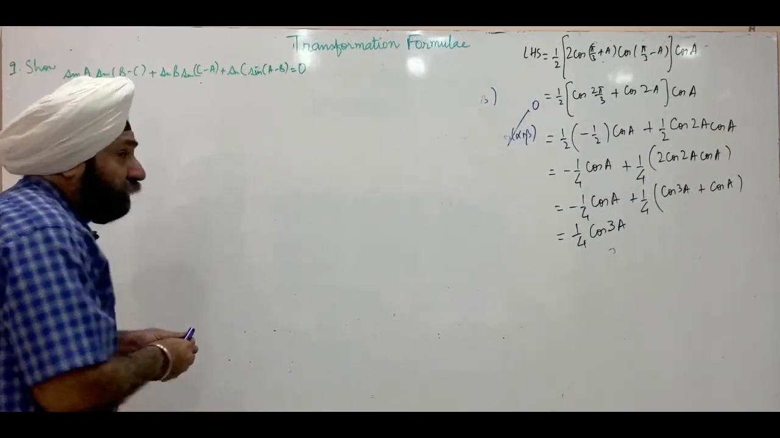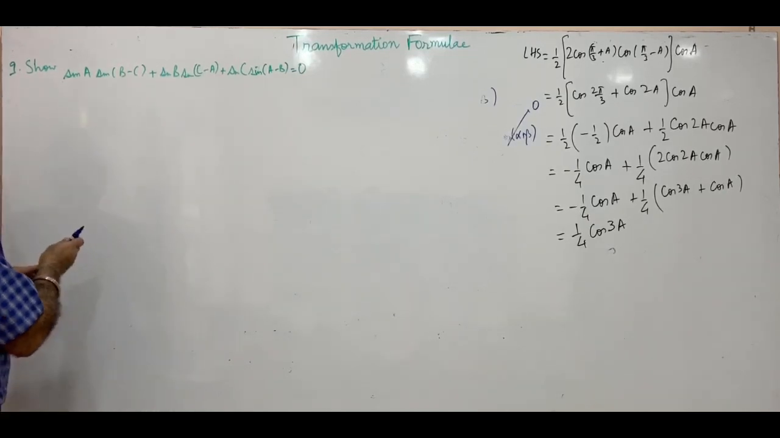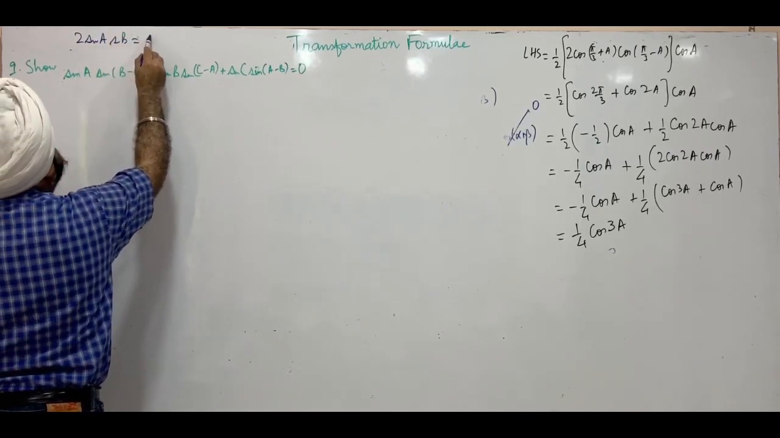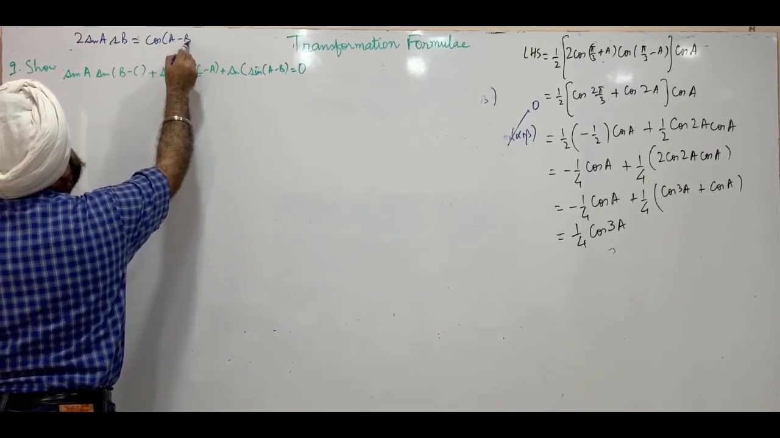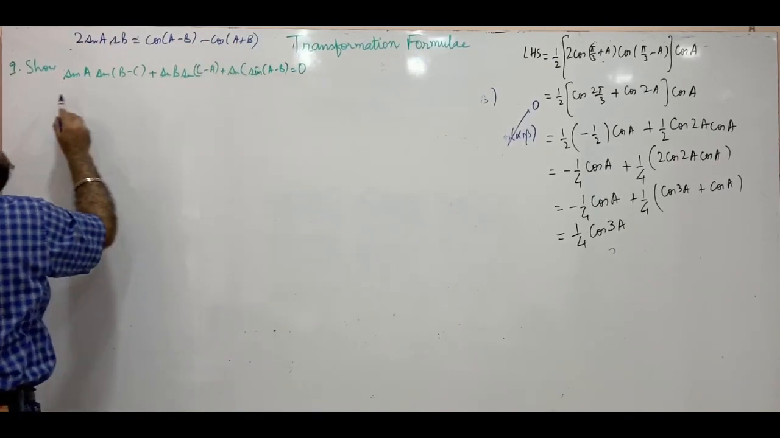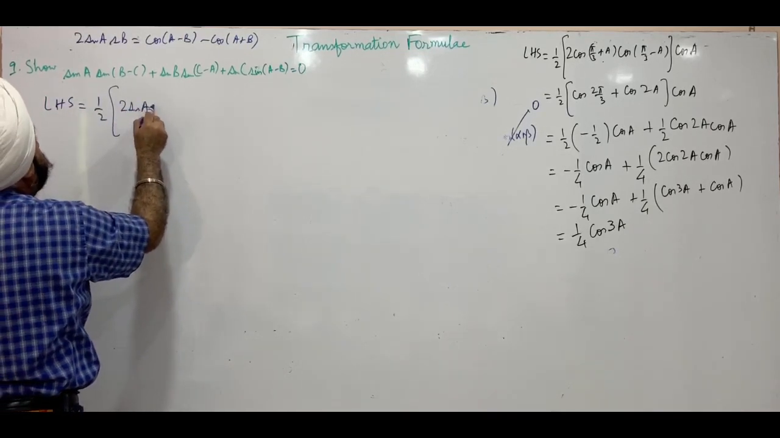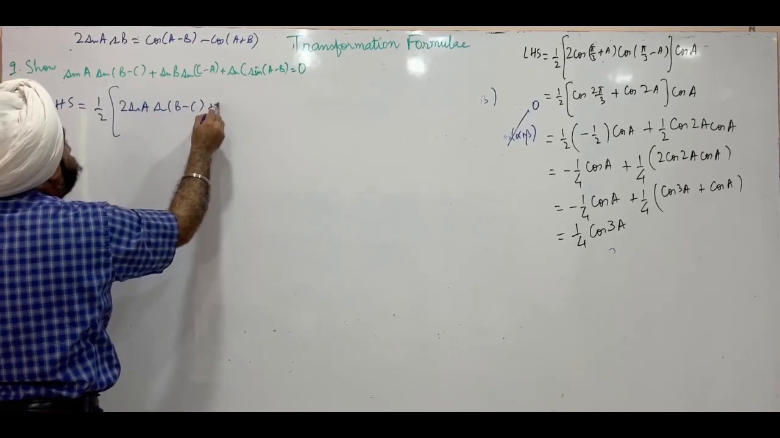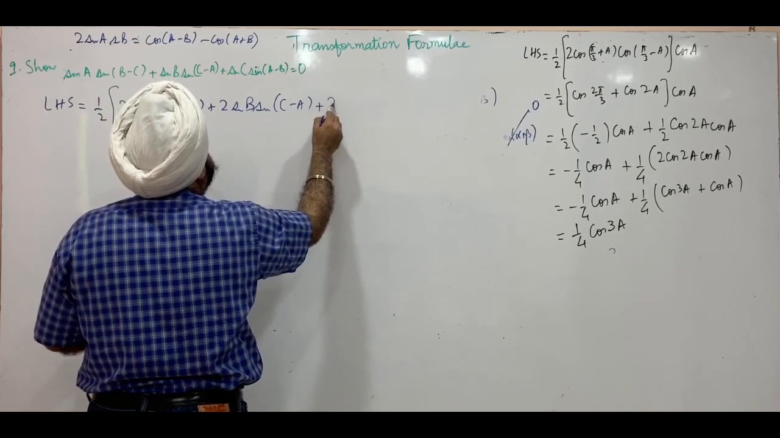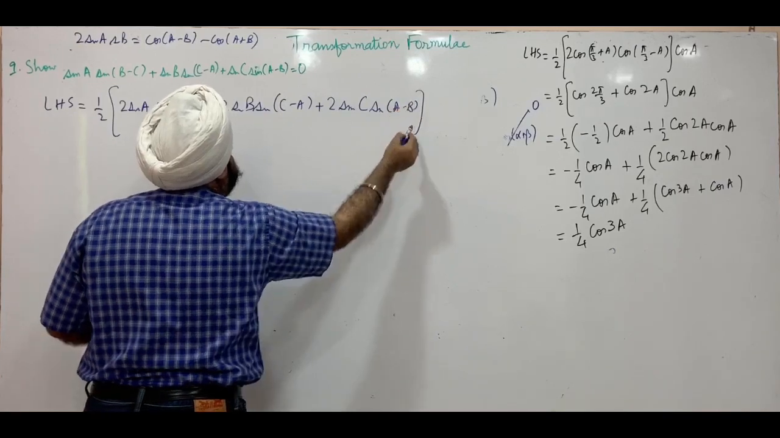In the last one, we have product of sines. Here also, in the third term, we'll use 2 sin A sin B. This is equal to cos of A minus B minus cos of A plus B. So we write left hand side 1 by 2. This is 2 sin A into sin of B minus C plus 2 sin B into sin of C minus A and 2 sin C into sin of A minus B.